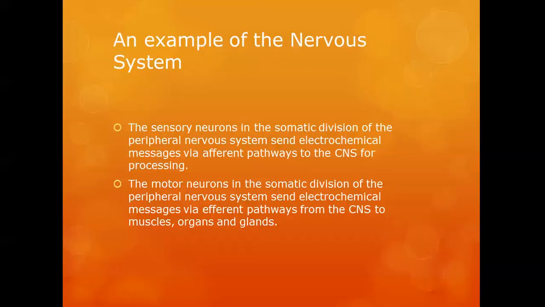Okay, just a quick example of the kind of knowledge you need. I went through this with most of the classes, or all three of the classes anyway, but we know that sensory neurons in the somatic division take information from the peripheral nervous system via afferent pathways to the central nervous system, and we know that the motor neurons in that same somatic division of the PNS take information back via efferent pathways from the CNS to muscles, organs and glands. So you should know that information pretty well by now.